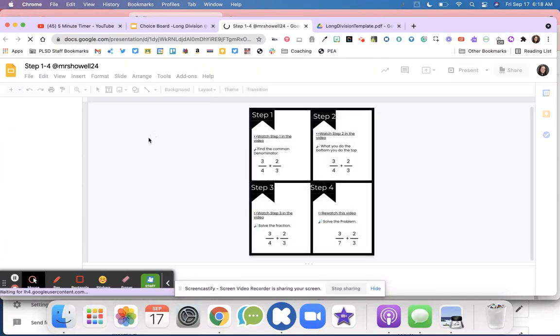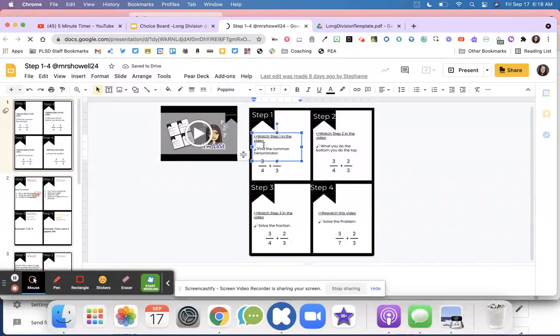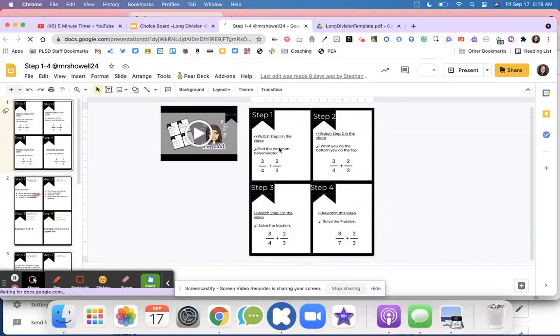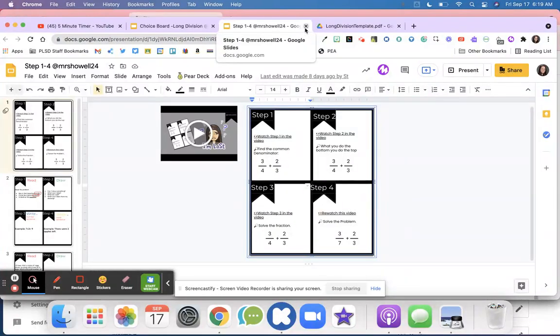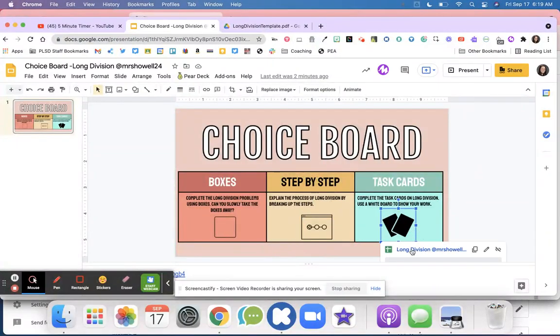You can have students explain the process through using step by steps. So right here is a fraction example, and you can see students could create a video explaining how to solve long division. So again, with fractions, they would find the common denominator, then they would do what they did to the bottom to the top. They would solve the fraction, and then they would solve the problem. So again, they would walk through different steps on how to solve those long division problems, and they're making a tutorial video. The last one is task cards.